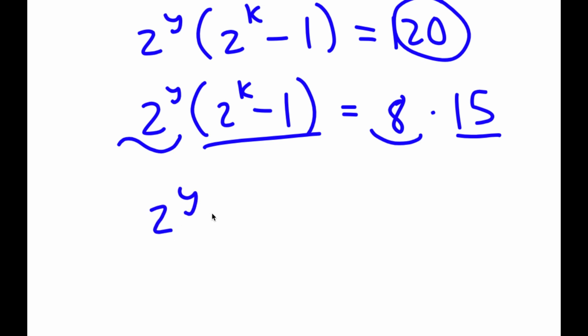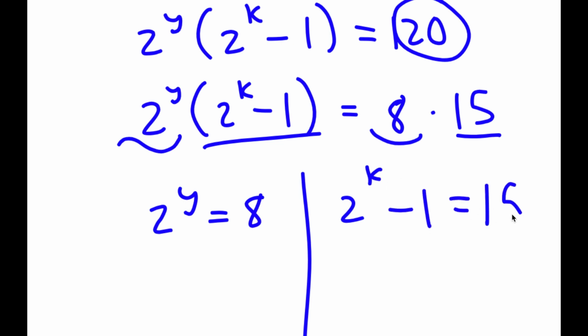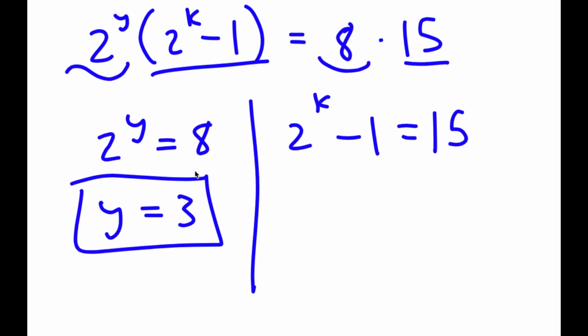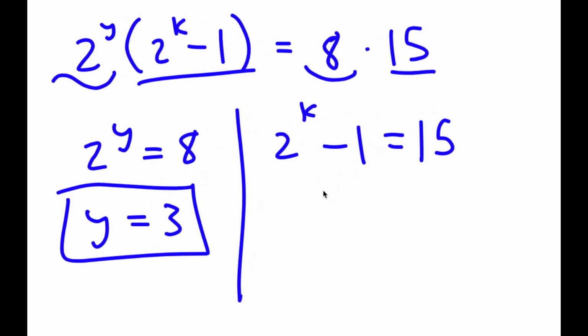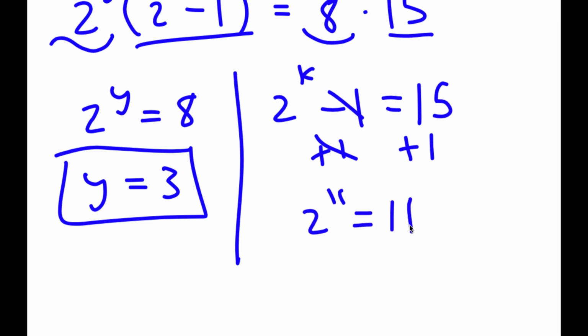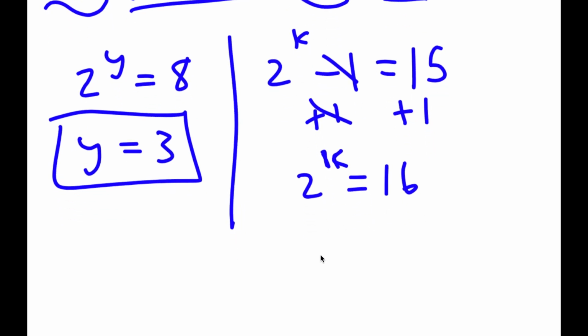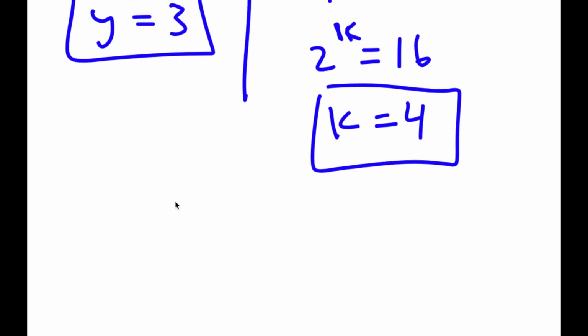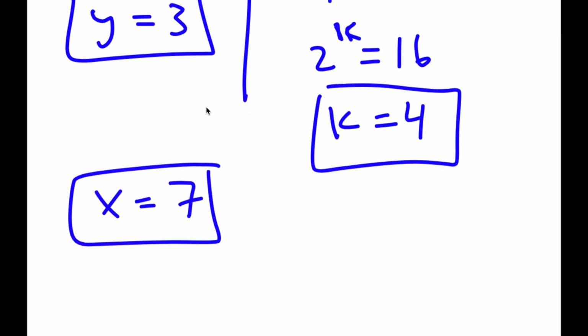So now I have 2 to the power of y is equal to 8, and 2 to the power of k minus 1 is equal to 15. So for 2 to the power of y equals 8, y is going to equal 3, because 2 to the power of 3 is 8. So that's our solution for y. And for 2 to the power of k minus 1 equals 15, add 1 on both sides. I get 2 to the power of k is equal to 16, meaning k is 4. So now that we have our values for y and k, remember x is equal to k plus y, meaning x equals 4 plus 3, which is 7. So these are my solutions.